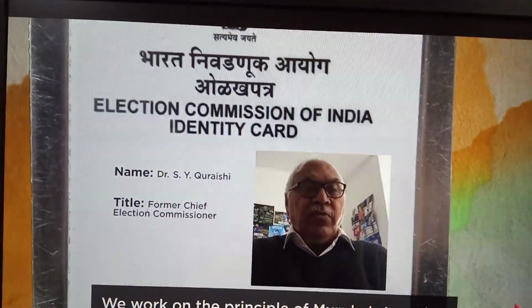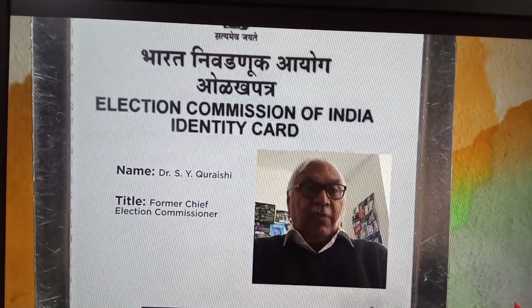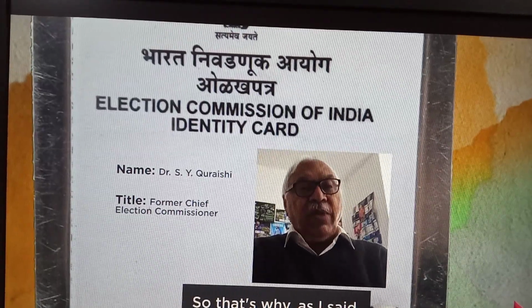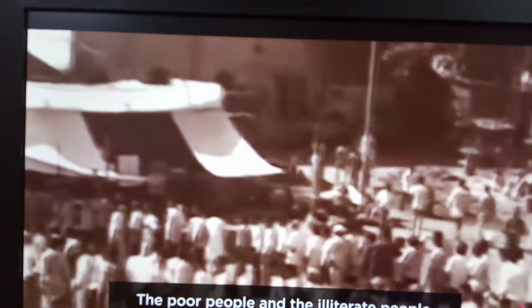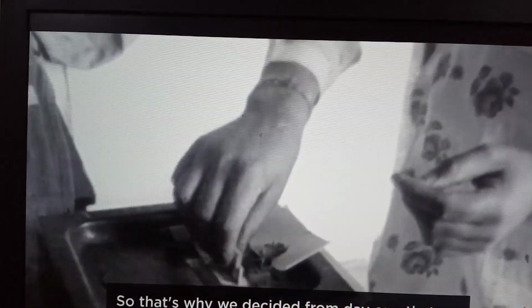We work on the principle of Murphy's Law, that anything which can go wrong will go wrong, and we have to be prepared for it. So that's why we have, as I said, Plan B, C, and D. So we have been doing it for the last 70 years. India's democracy came into existence in 1951, with its first general election allowing every citizen, regardless of gender, class, religion, occupation, wealth, or level of literacy, to vote. The poor people and illiterate people, they're also people, and they're equal citizens. So that's why we decided from day one that we will not leave any single person out.